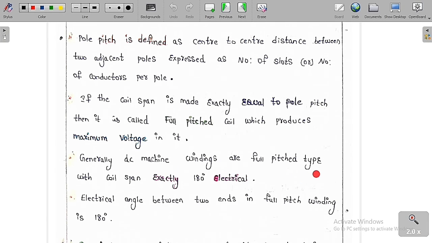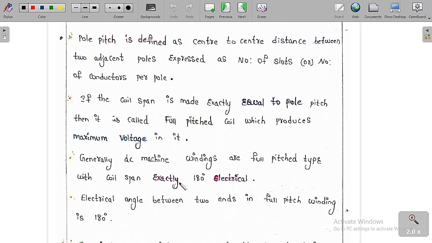Usually DC machine windings are full pitch type, with the coil span exactly 180 degree electrical. I have already told you that the electrical angle of pole pitch is nothing but 180 degree. So in DC machines, whatever winding we prefer is basically full pitch winding. The electrical angle of full pitch winding is equal to 180 degree. So generally DC machine windings are full pitch type with the coil span exactly 180 degree electrical.